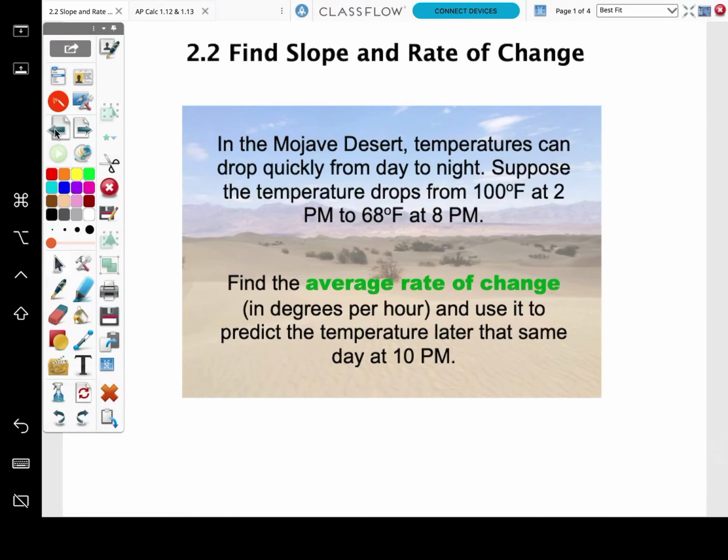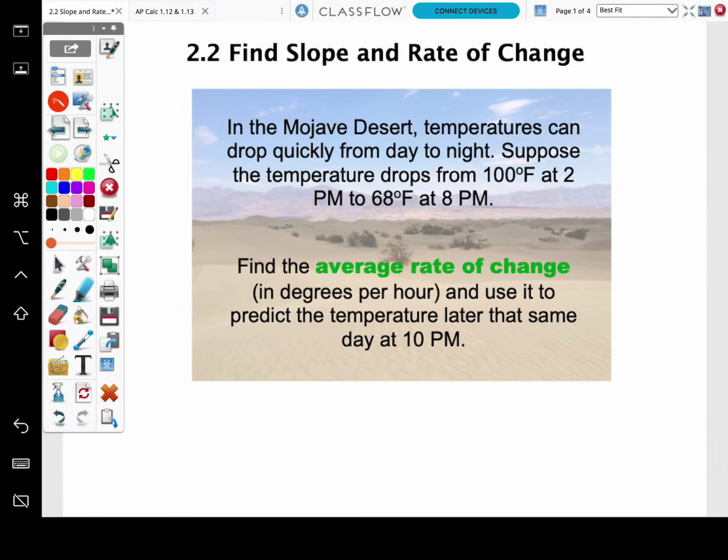So right here, our first little exploration is in the Mojave Desert. Temperatures can drop very quickly from day to night. Let's suppose the temperature drops from 100 degrees at 2 p.m. to 68 degrees at 8 p.m. Find the average rate of change in degrees per hour. So that tells me that the change in degrees has to go on top, degrees per hour. So that tells us top and bottom.